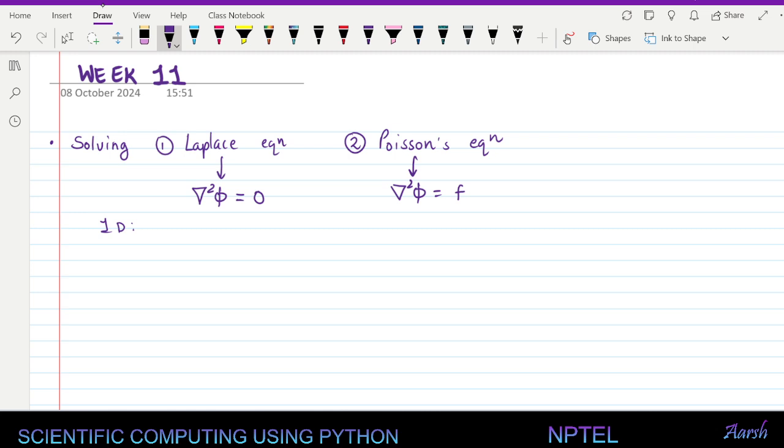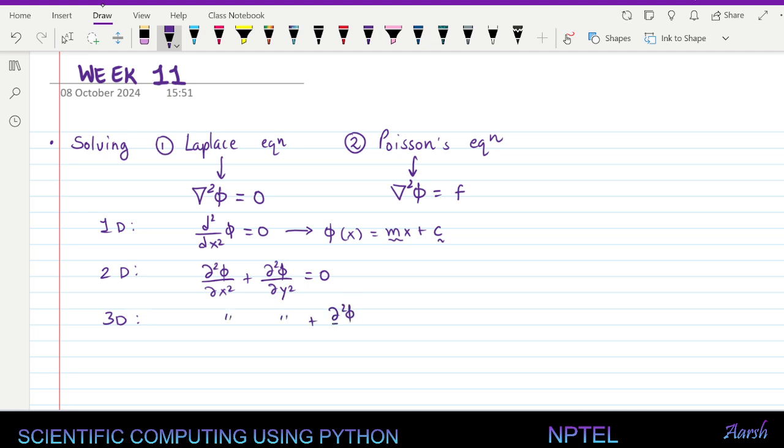So in 1D this is just the second derivative equal to 0, and with this we can solve: we can integrate twice so that phi of x is a linear function mx plus c, and to determine these coefficients we need boundary conditions. In 2D this will be del 2 phi by del x2 plus del 2 phi by del y2 is equal to 0. In 3D you have one more term, del 2 phi by del z2. And for Poisson's equation it's the same thing, the only difference is that on the right hand side you have some function of x, y, z depending upon how many dimensions you are in.